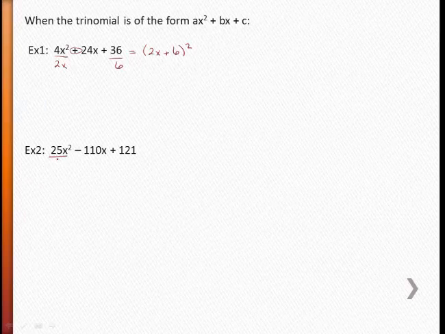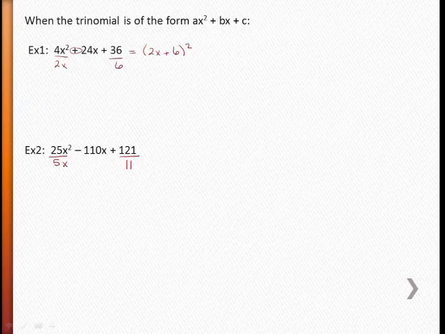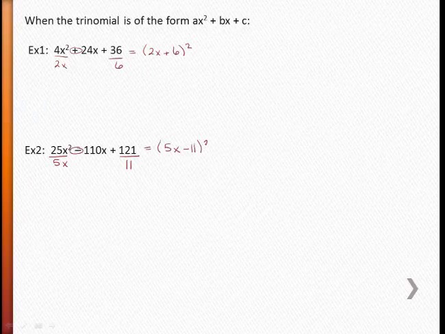The square root of 25x squared is 5x. The square root of 121 is 11. 5 times 11 is 55, times 2 is 110. So I have 5x minus 11 squared.